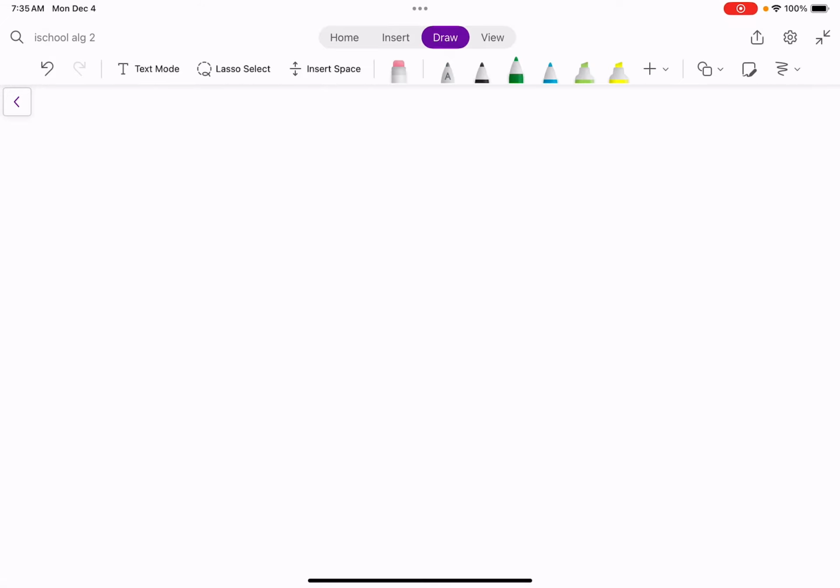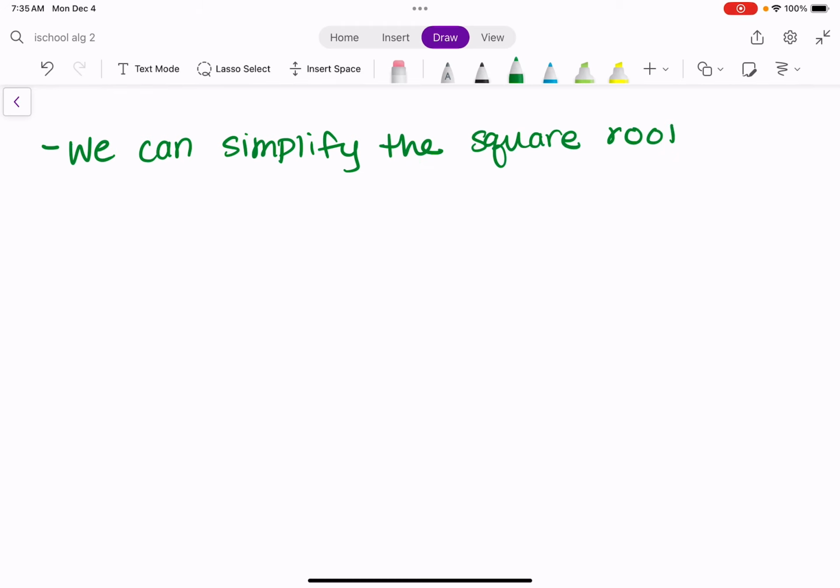Okay, so the second part of this lesson, because the first part was basically review, is I want to re-go over how to simplify the square root of something. Okay, so we can simplify the square root of a number multiple ways.